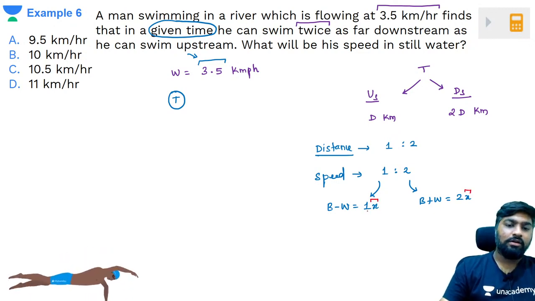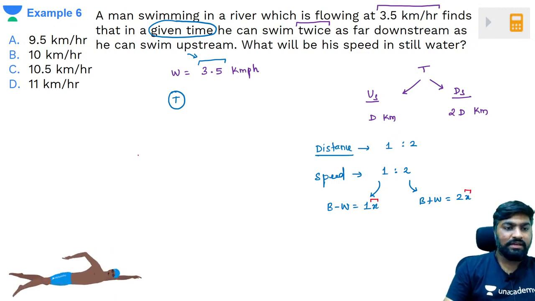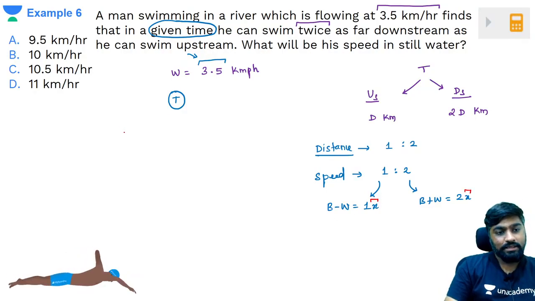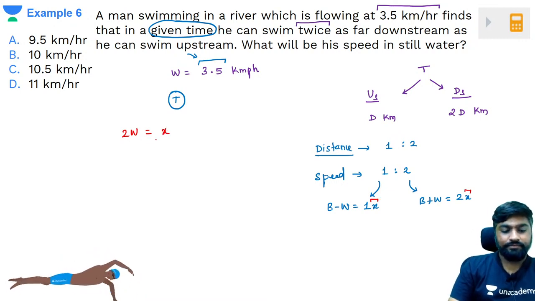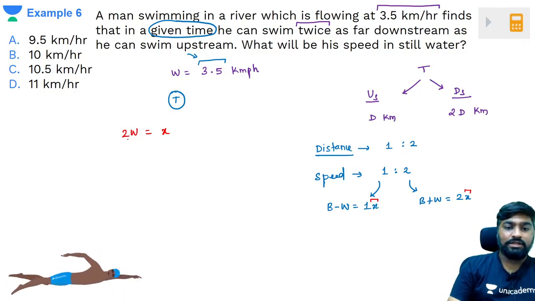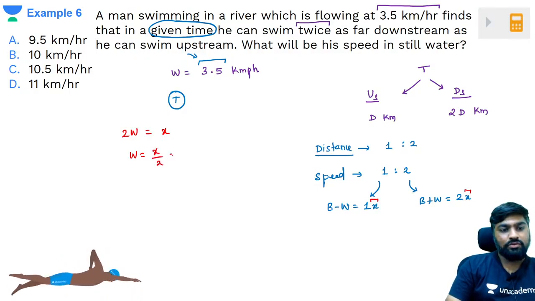What do we know? If I subtract these two, what will I get? I will get 2 times the speed of water. 2 times the speed of water is x. Clear? Because 2x minus x is x. So the speed of water is x by 2, which is nothing but given to us as 3.5. So what is x? x is double of 3.5, that's 7.